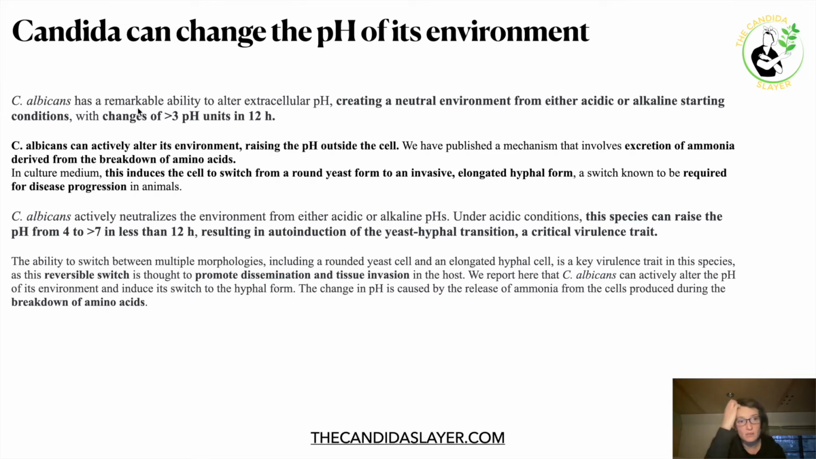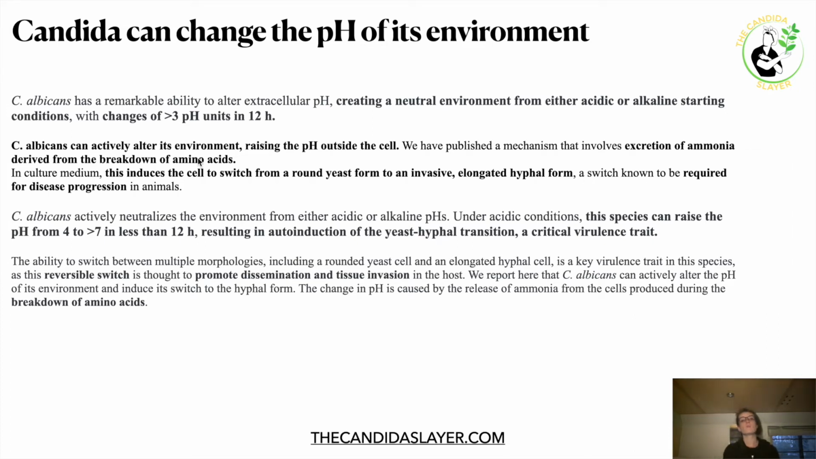Candida albicans has a remarkable ability to alter extracellular pH, creating a neutral environment from either acidic or alkaline starting conditions. Candida albicans can actively alter its environment, raising the pH outside the cell. We have published a mechanism that involves excretion of ammonia derived from the breakdown of amino acids. In culture medium, this induces the cell to switch from a round yeast form to an invasive, elongated hyphal form, a switch known to be required for disease progression in animals. Candida albicans can raise the pH from 4 to 7 in less than 12 hours, resulting in auto-induction of the yeast-hyphal transition, a critical virulence trait.